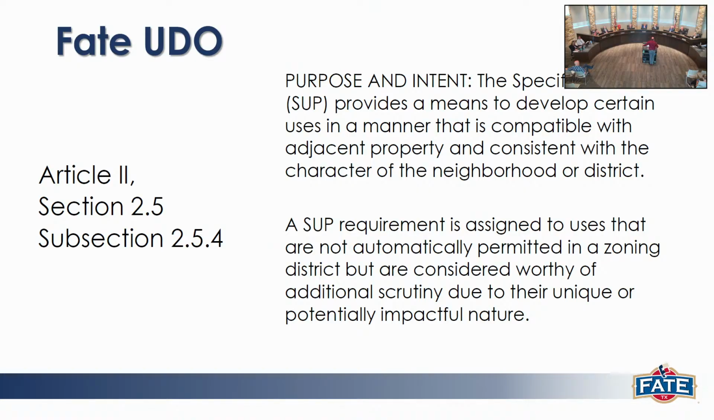Generally, staff and decision makers will assign an SUP requirement when there's a likelihood or an anticipation of impact to neighboring properties or the community as a whole. That might be in the form of heightened traffic impacts, visual impacts, noise or lighting impacts, or assembly type uses that could result in additional demands on emergency services, or the peak nature of traffic when it comes to events that draw a large number of people in a short amount of time.